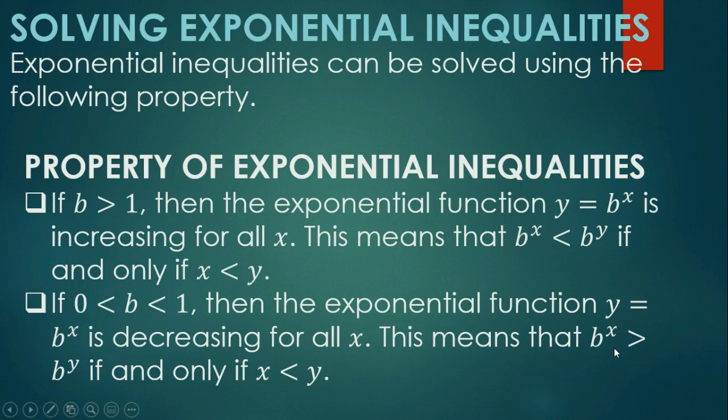This means that b raised to x is greater than b raised to y if and only if x is less than y. So kapag nakita natin na yung base natin ay in between 0 and 1, and if we disregard the base and we bring down the exponents x and y, doon yung case na maiiba yung direction ng ating inequality symbol. Like here, since greater than ito, naging less than siya.